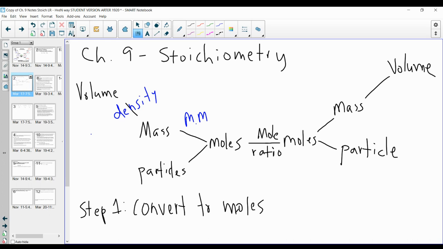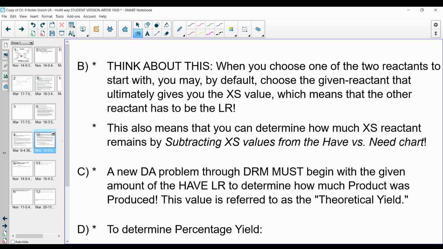From particles to moles, we would need Avogadro's number. And then those are going to be the same on the other side. We're going to repeat density here. We're going to repeat molar mass here, and we're going to repeat Avogadro's number for particles. So keep those things in mind as we go back through the steps.